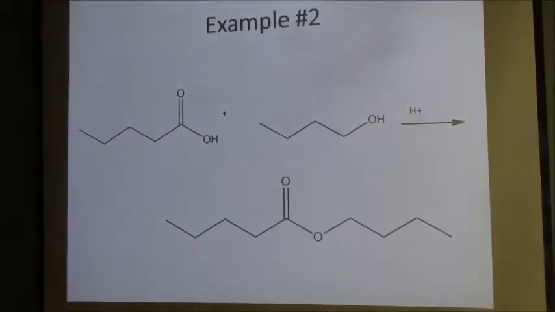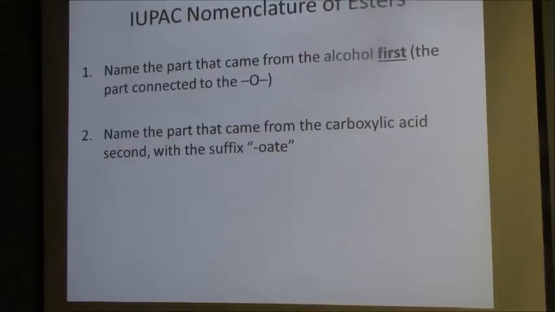So one piece of the molecule, this part that's attached to the carbonyl, came from the carboxylic acid, and this part of the molecule that's attached to the O came from the alcohol. That's important to note because that's how we're going to name esters. So when we name esters, we're going to name the part that came from the alcohol first. And then we're going to name the part that came from the carboxylic acid second. And our suffix is oate.